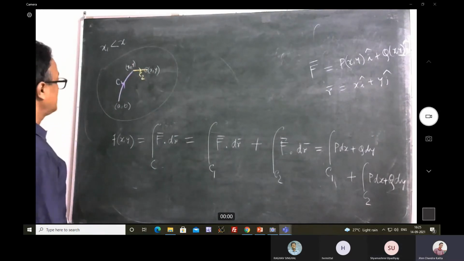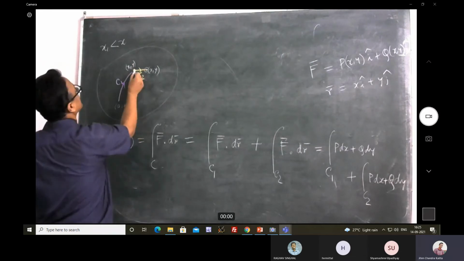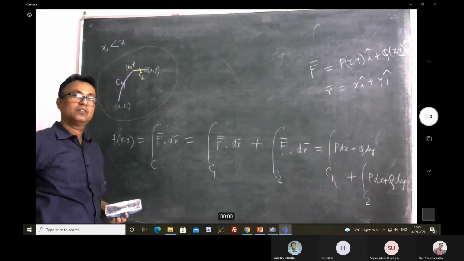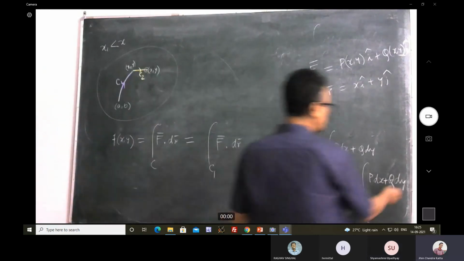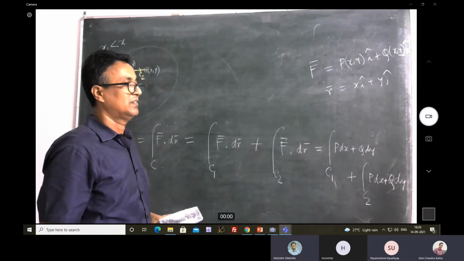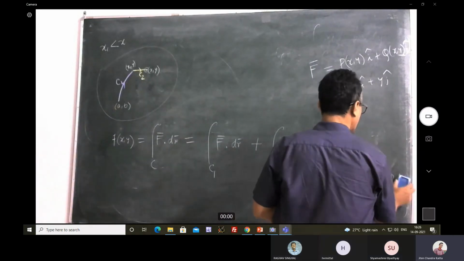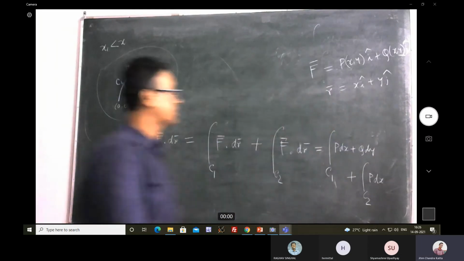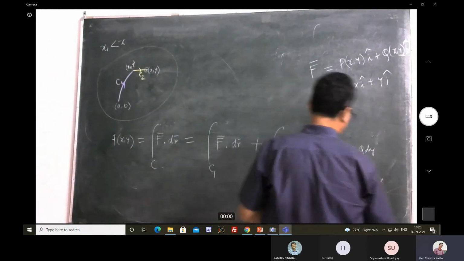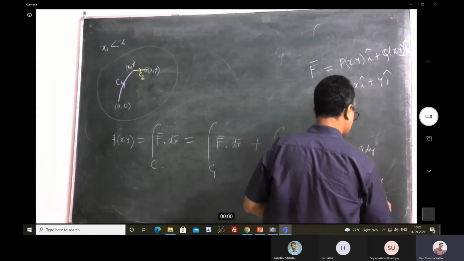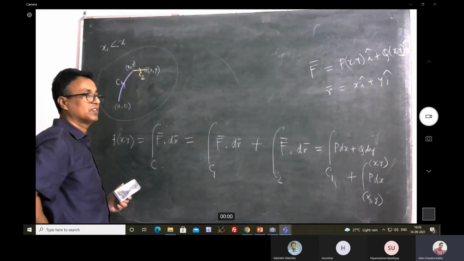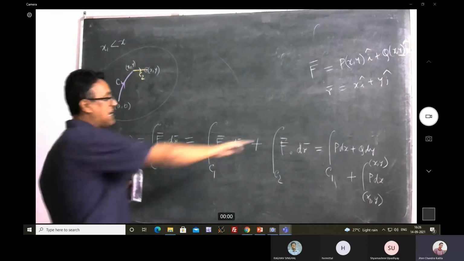So now you look at one thing. What is happening along C2? Here y is fixed, isn't it? That is why dy is going to become 0. So I can write it like this: P dx, and that means C2 goes from x1, y to x, y. I'll deal with that later on.